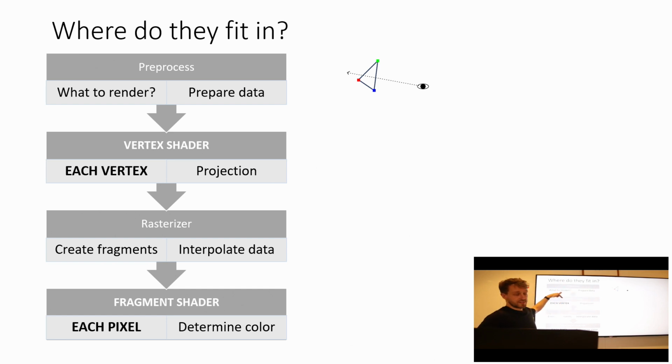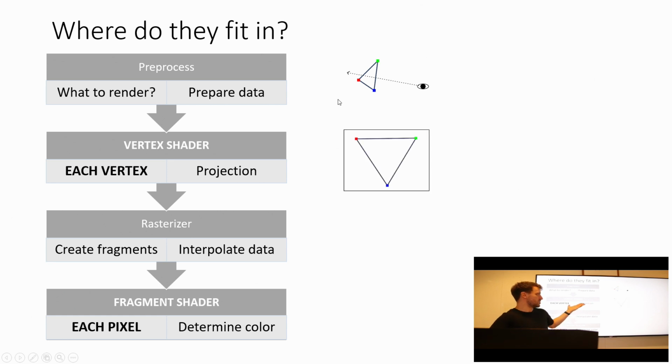Then you've got your vertex shader. What that does is it runs once for each vertex in your model, and it does a sort of projection, right? Because this is 3D stuff, but the end result you want is a 2D picture, so you need it somehow projected onto a flat plane.